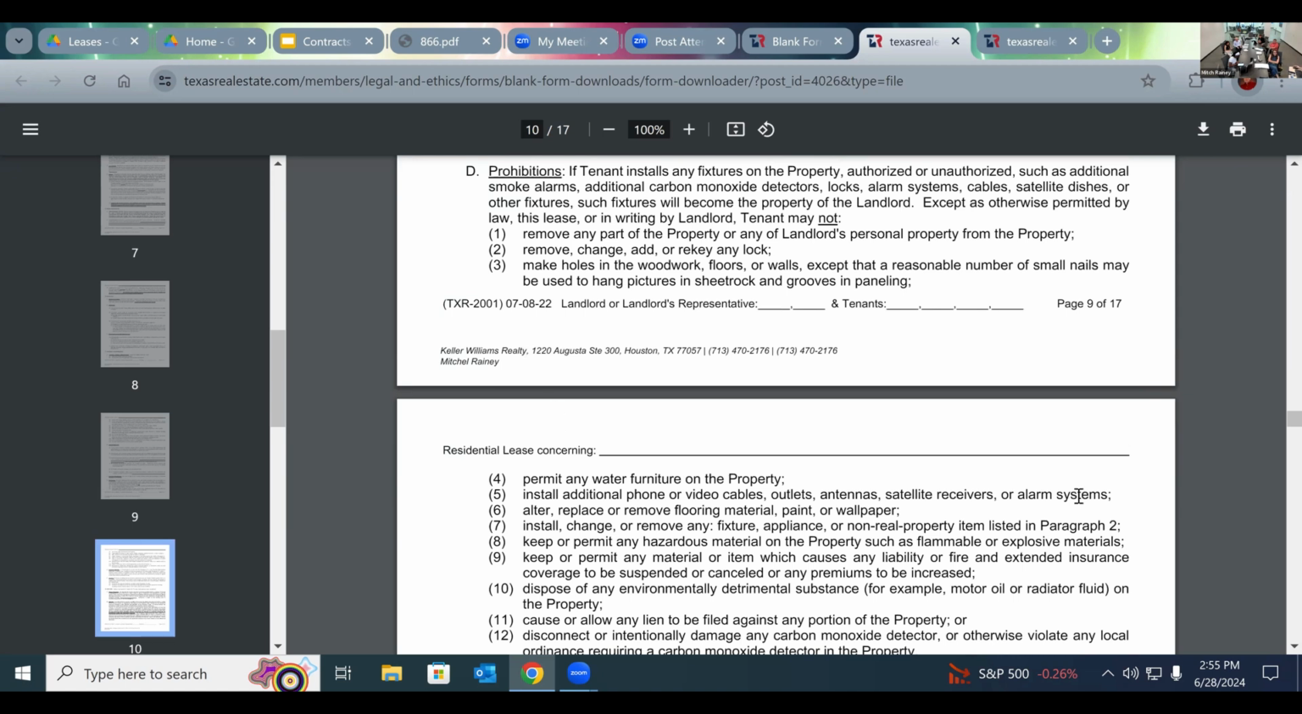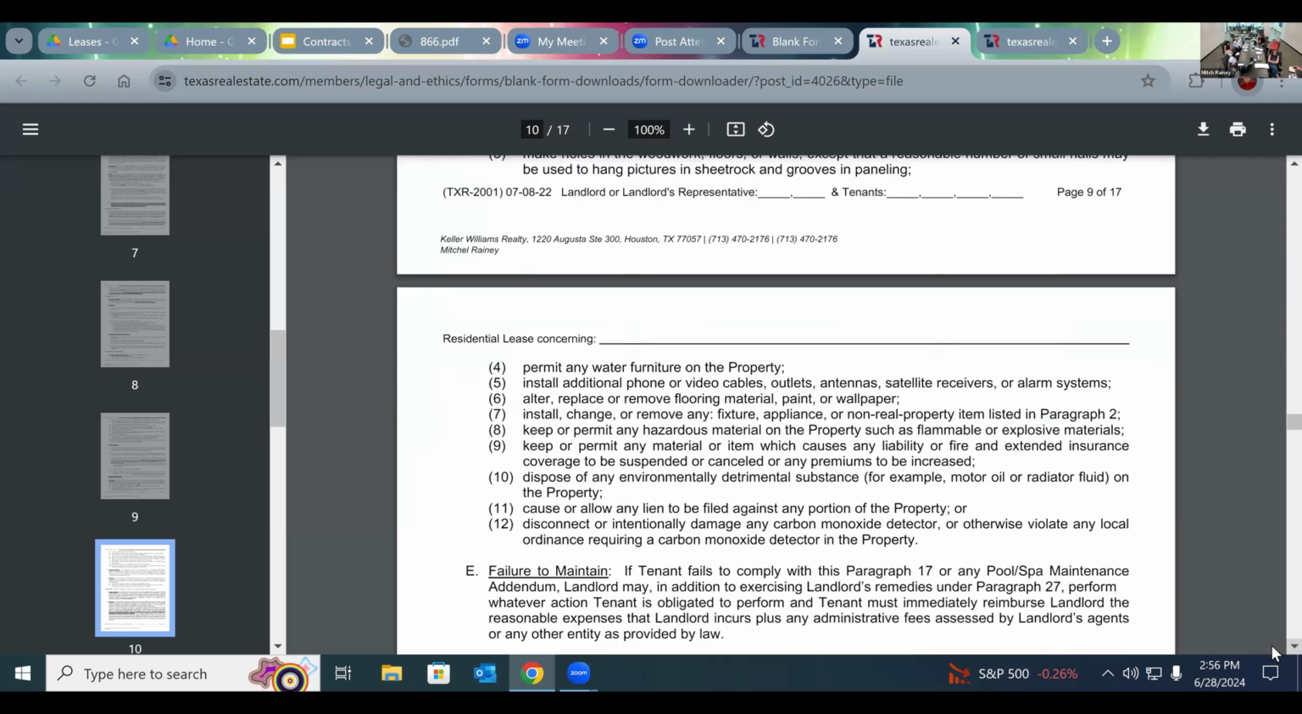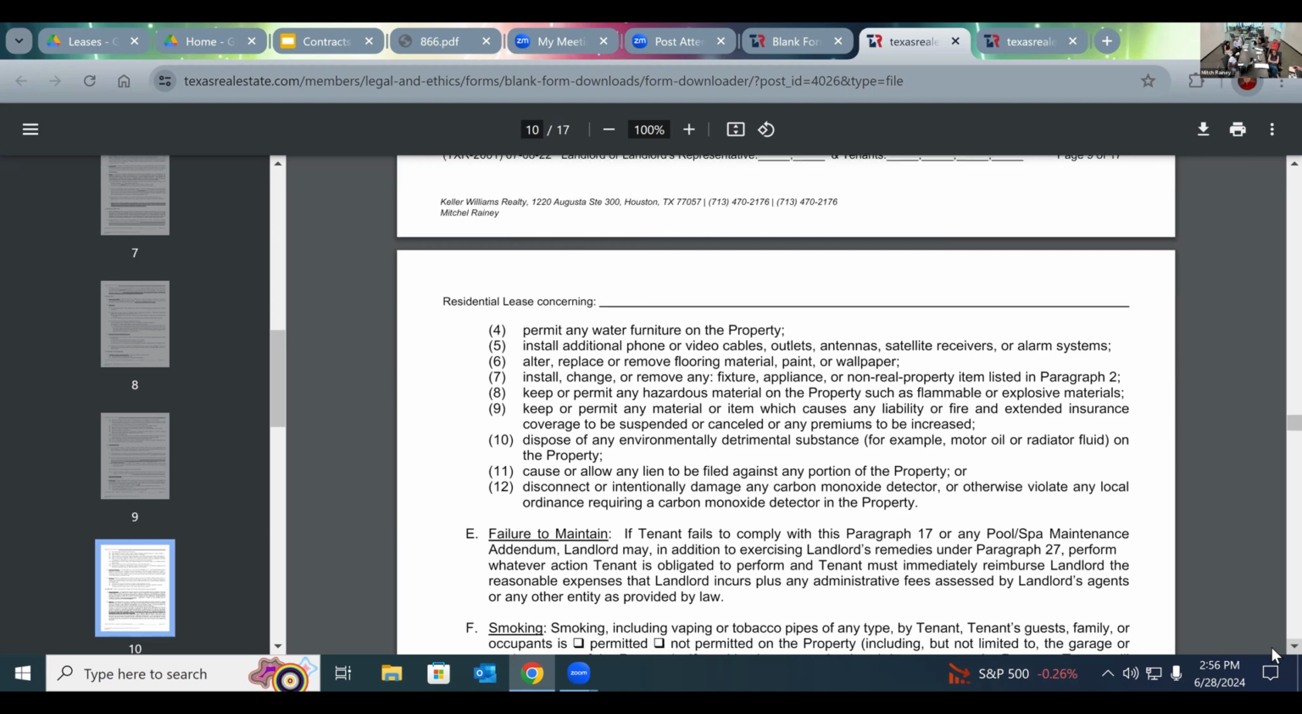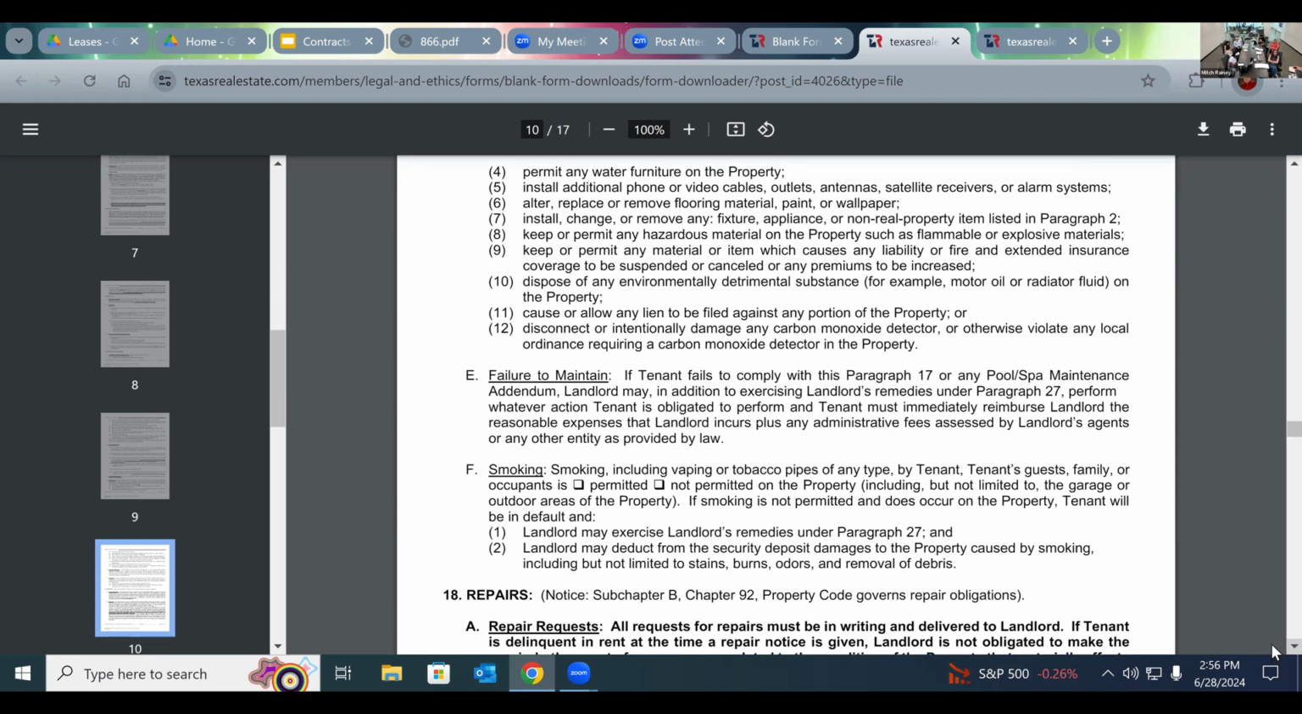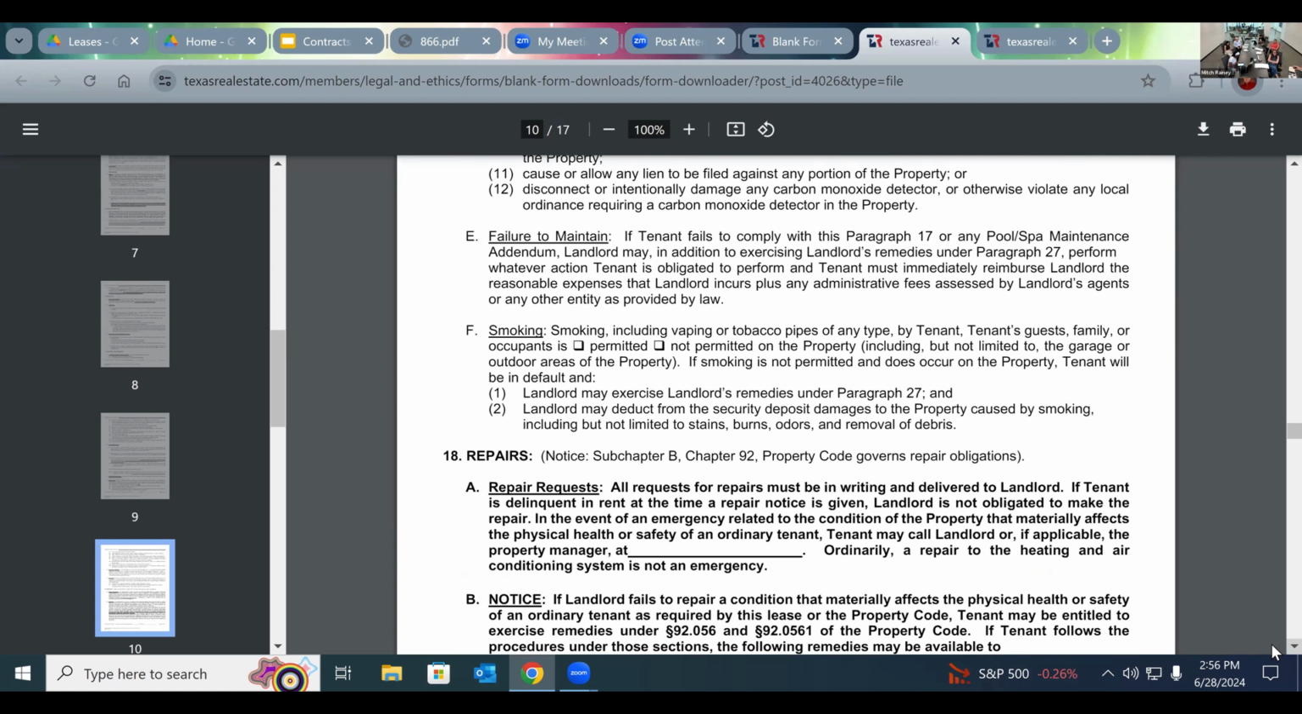Permit water furniture. I didn't even know they still sold those. Do they? I haven't seen one in years. I didn't either, but yeah, you can still buy them. You can still get a water bed if you want one. Okay. I bet you high rises don't allow those. Oh, definitely not. Not with the weight.